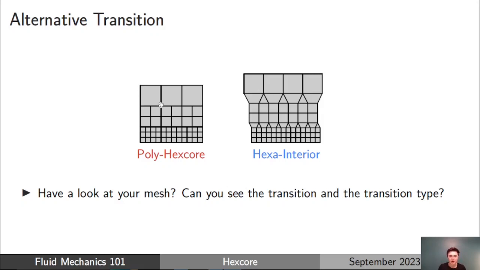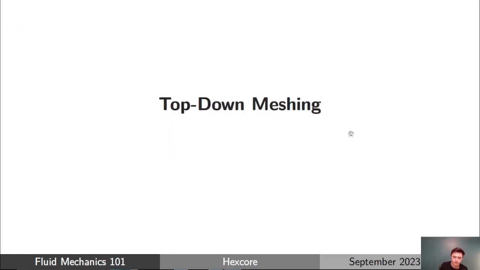This is what we want. We want larger cubes away from the wall with no non-orthogonal correctors, and we want smaller cubes close to the wall for higher resolution, again with minimal non-orthogonal correctors and allowing us to resolve that solution. So have a look at your mesh. Can you spot the transition? Do you have a polyhedral transition, or do you have a non-polyhedral type transition between cells?